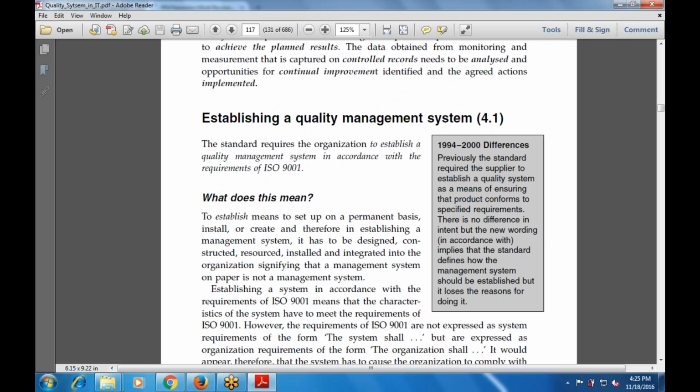To establish means to set up on a permanent basis, install or create, and therefore establishing a management system. It has to be designed, constructed, resourced, installed, and integrated into the organization, signifying that a management system on paper is not a management system. Whatsoever the data that is installed, whatsoever the data that is carried out, that is not a management system. This is used with the management content that is available with the quality management principles.